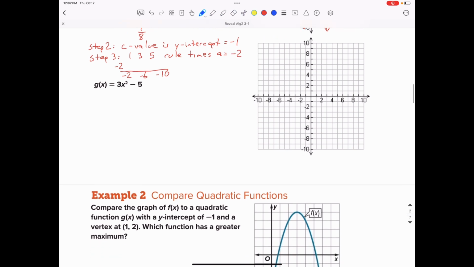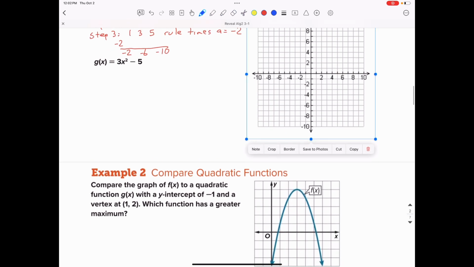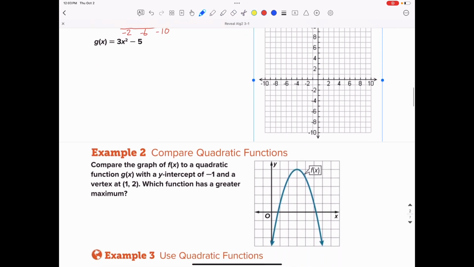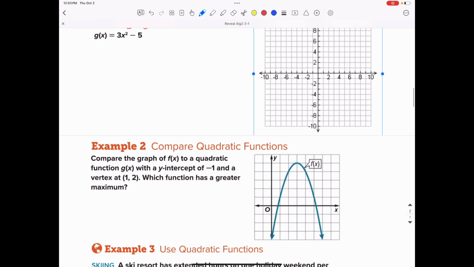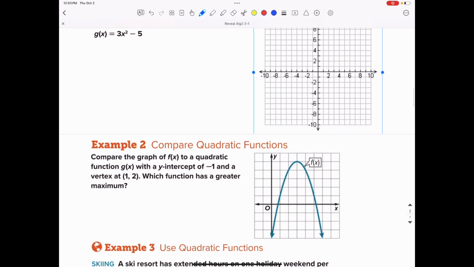Let's do one more. This one is g of x equals 3x squared minus 5. So we start out by identifying a, b, and c. A is the number in front of the x squared, and that is 3.